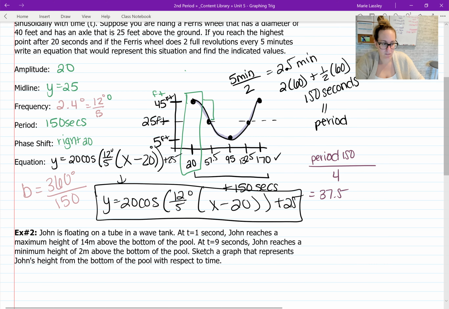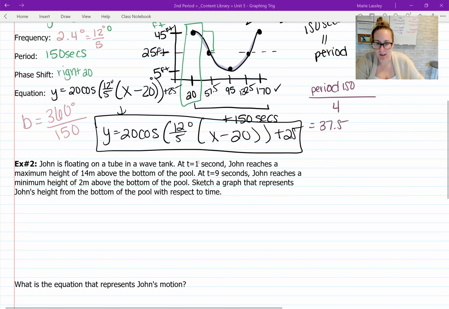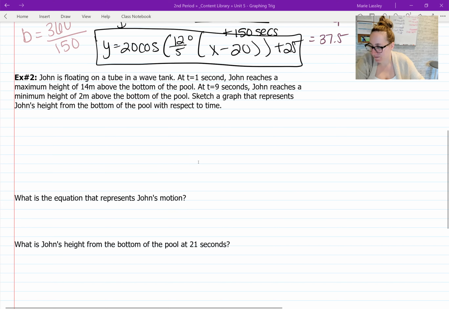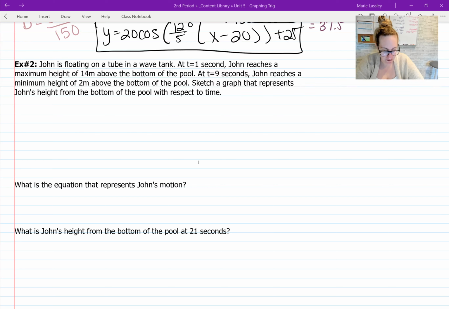All right, so now we're going to do our second one. So it's a little bit different, right? It doesn't have the whole Ferris wheel thing. Okay, so it says, John is floating on a tube in a wave tank. At t equals 1 second, John reaches a maximum height of 14.